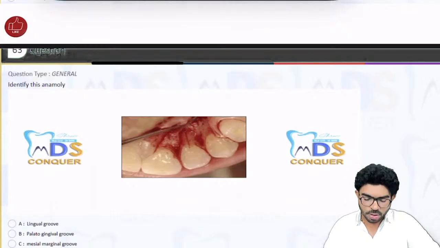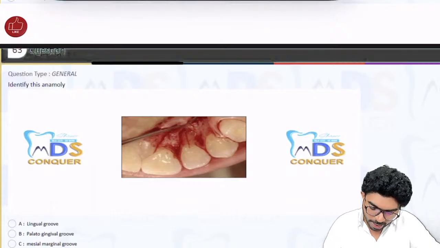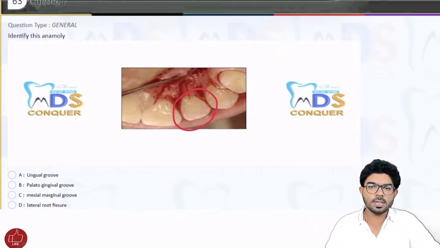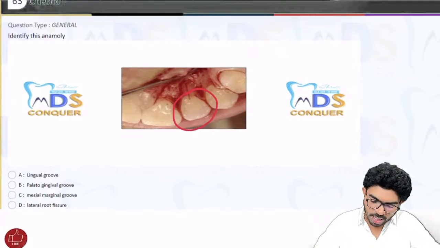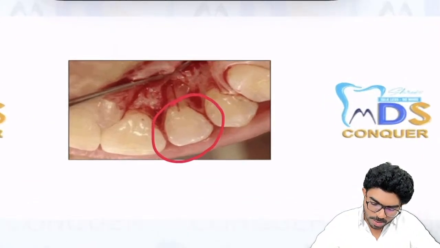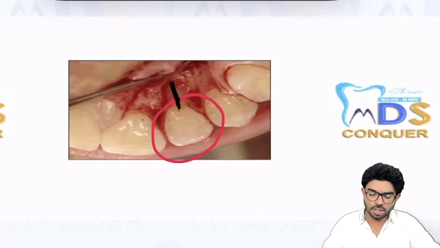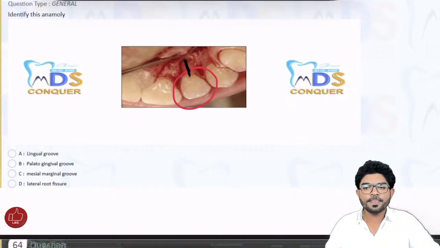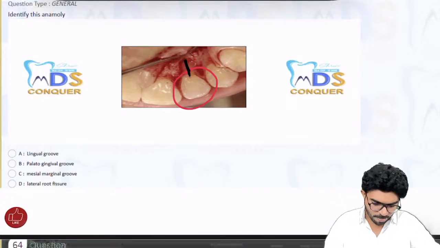Okay, so they are showing a lateral incisor, and we know the lateral incisor is most commonly associated with an anomaly called the palato-gingival groove. If you just have a keen look, you can see a palato-gingival groove present on the palatal side. So the palato-gingival groove is most commonly associated with the maxillary lateral, and similarly lateral abscesses are also very commonly seen in the case of the maxillary lateral incisor.